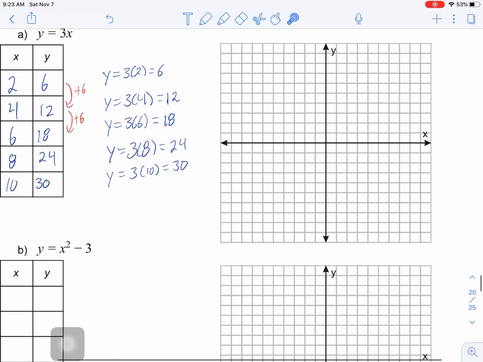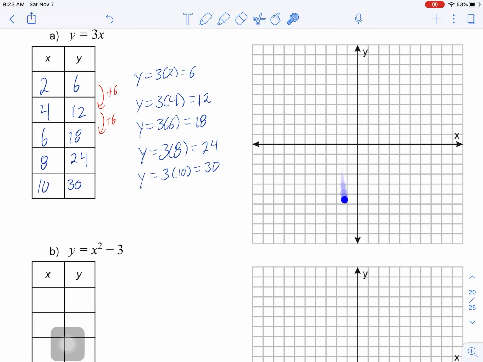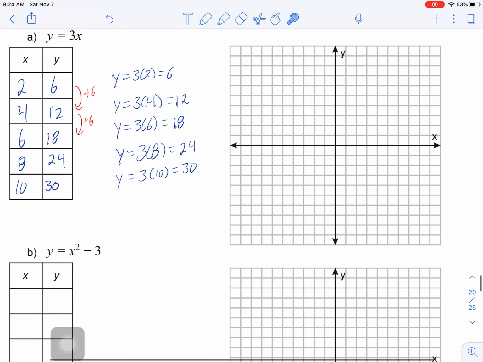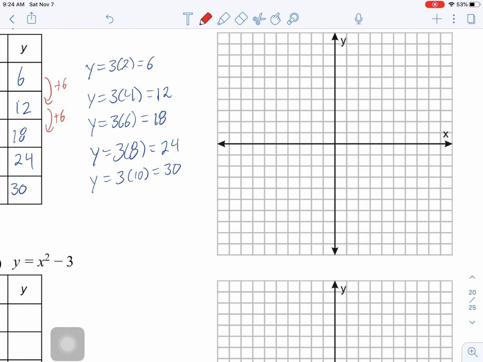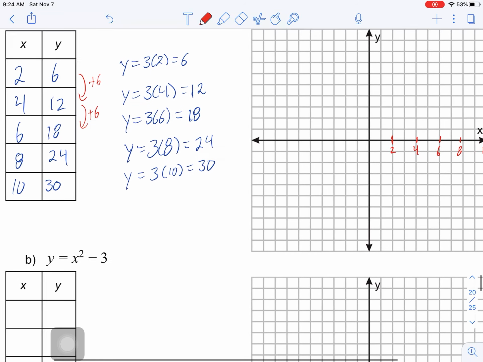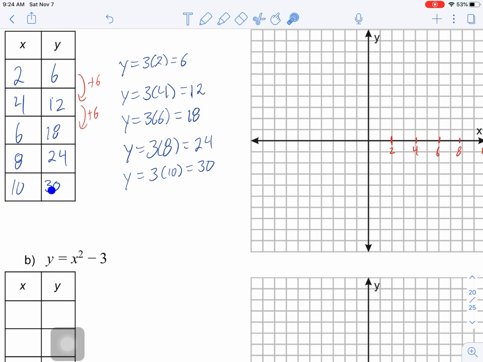So remember, on a graph, our independent values are our domain, and in this case, it's x. Here our range is y, and these are our dependent values. These are coordinate points: when x is 2, y is 6. So the way I'm going to do this is I'm going to go up by 2s. So let's see, 2, 4, 6, 8, and then 10. Okay, so that worked.